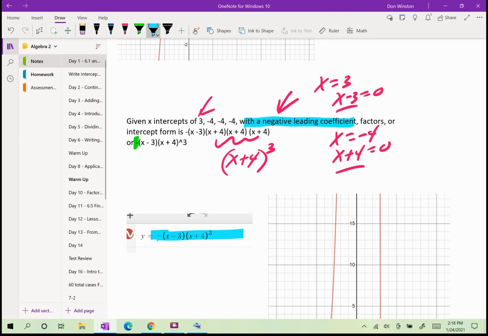What will be the degree of that polynomial? Well, let's see here. X minus 3 is a linear term and has degree 1. X plus 4 cubed has degree 3. Okay, so the degree of that polynomial would be 1 plus 3. It would be a 4th degree polynomial.